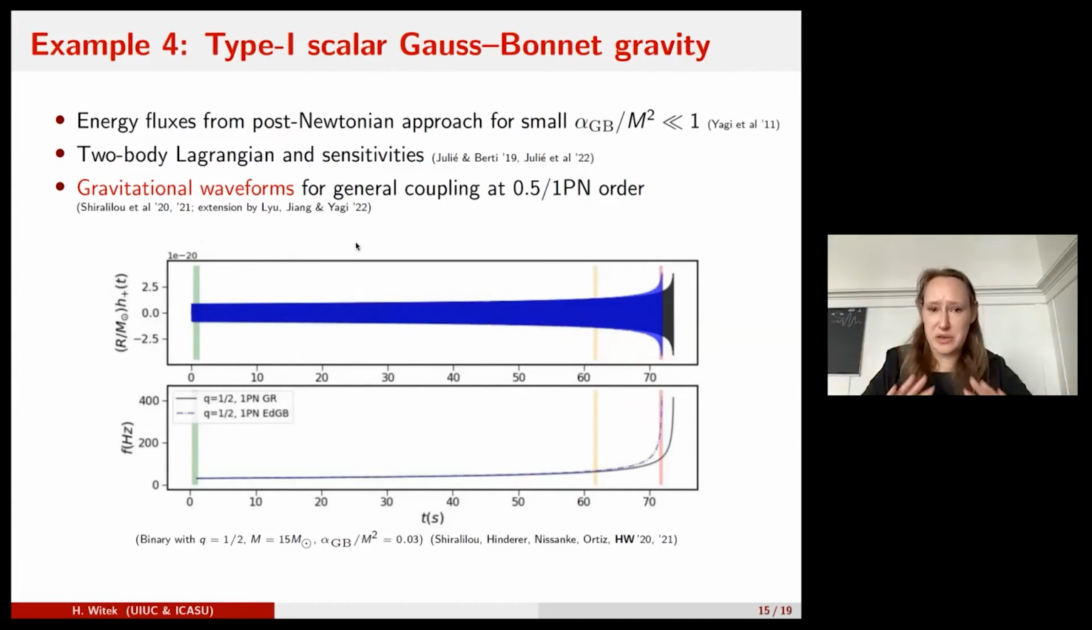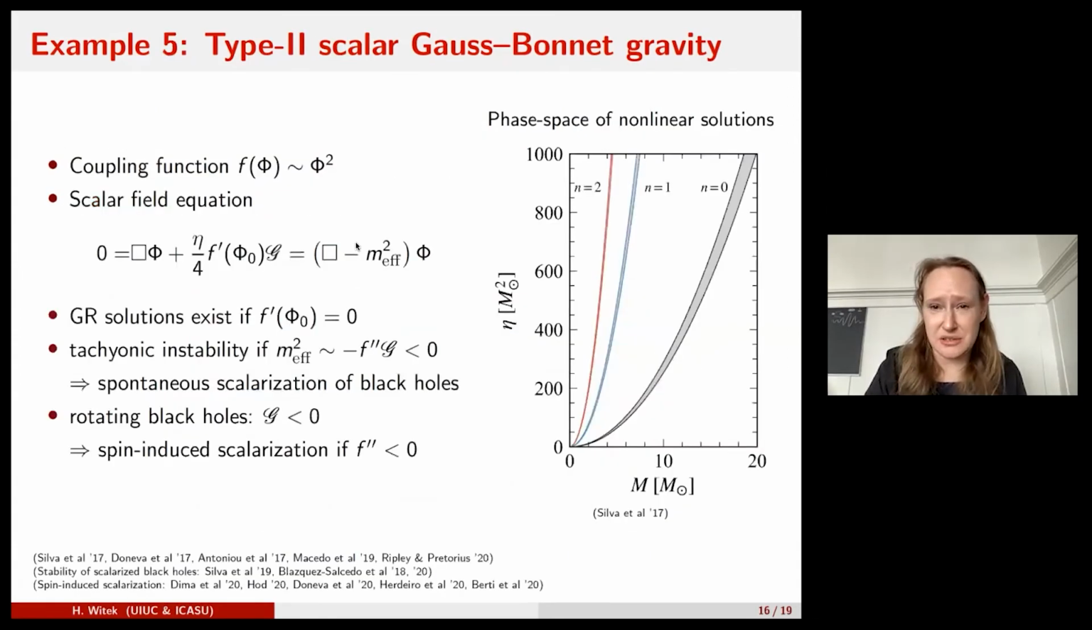Good. So that's what I wanted to tell you about this type 1 theory. And let me take the last 5 minutes that I have for results in this type 2 theory. Just to remind ourselves, type 2 was this kind of coupling where we have the coupling function equal to phi squared. In this case, our scalar field equation again becomes a Klein-Gordon type equation for the scalar field with an effective mass squared term. And as before for the neutron stars, if this mass squared becomes negative, then we have a tachyonic instability, and our black holes can now be scalarized.